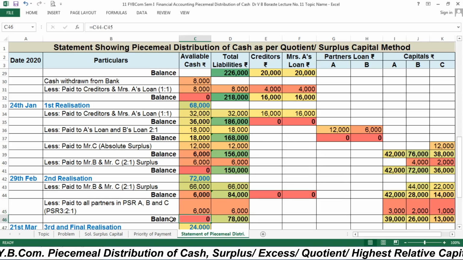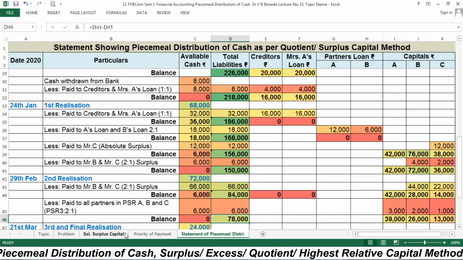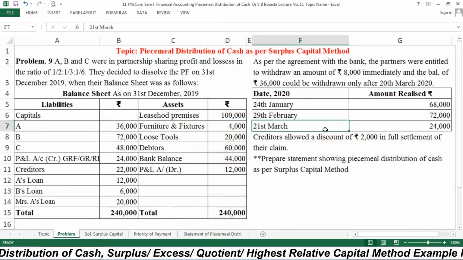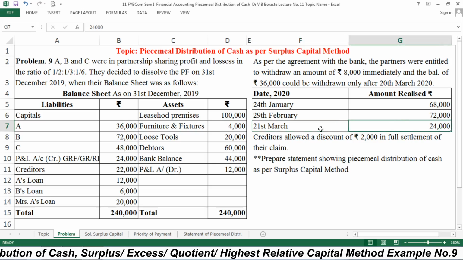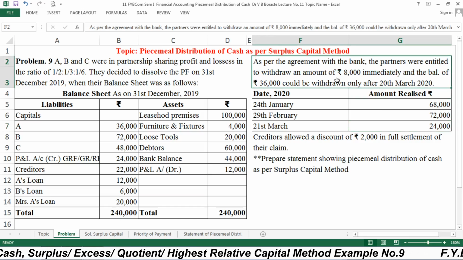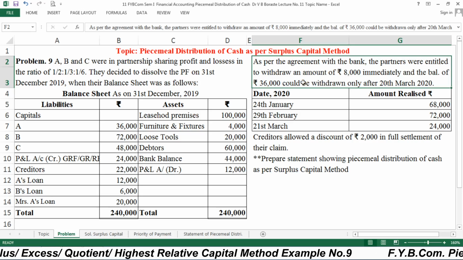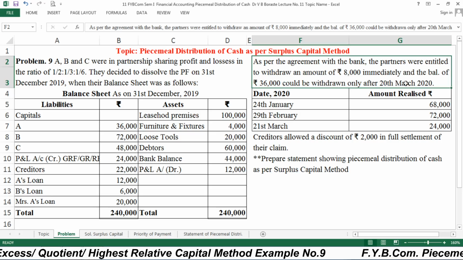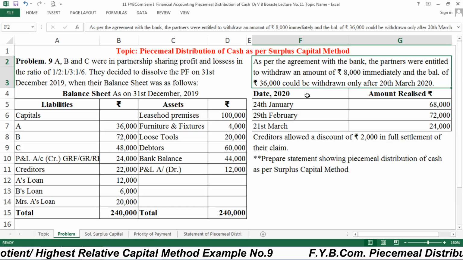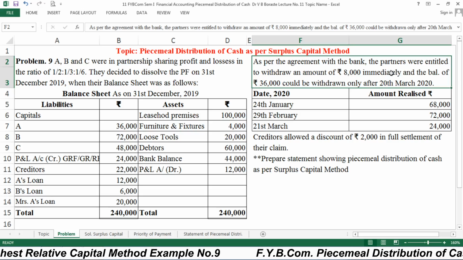Now we have a balance cash of 0 and still we have to pay a liability of 78,000. Here we have another realization of rupees 24,000 on 21st March. In the earlier adjustment, it is given that as per the agreement with the bank, the partners were entitled to withdraw an amount of rupees 8,000 immediately and the balance of rupees 36,000 could be withdrawn only after 20th of March. That means we are going to receive 36,000 after 20th March.